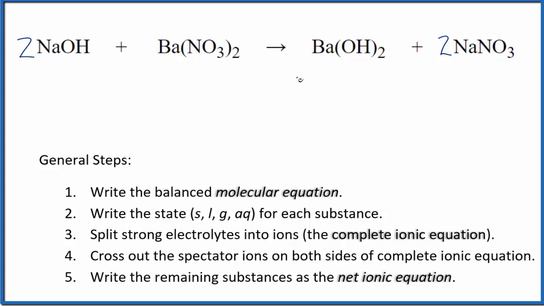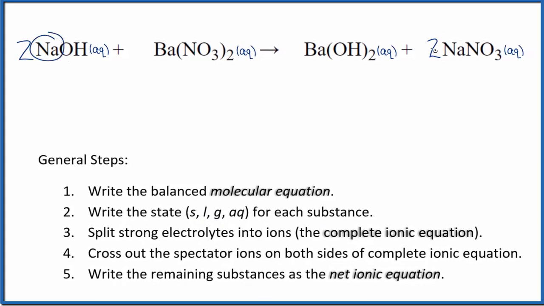Now we have to write the net ionic equation. To do that, we'll write the state for each substance, and that's going to look like this. Compounds with sodium are very soluble, so that's soluble. Compounds with the nitrate ion are very soluble as well. So those three substances are soluble.